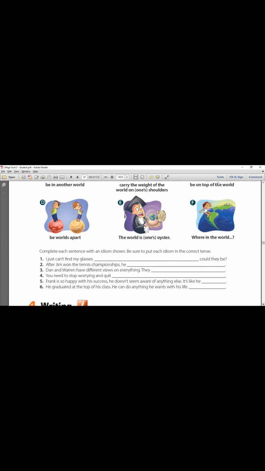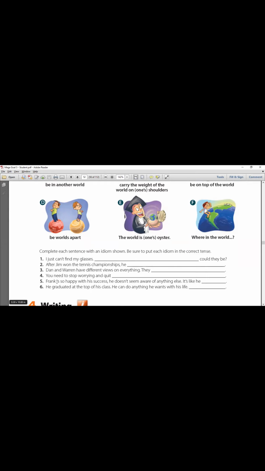Now here you have be in another world, carry the weight of the world on one's shoulders. Those are idioms if you are familiar with them. Be on top of the world, be worlds apart, and the world is one's oyster, where in the world. You're going to read the sentences here and choose the correct idiom that goes with the sentence and the meaning of the sentence. Okay, so 6 idioms and you have 6 sentences.